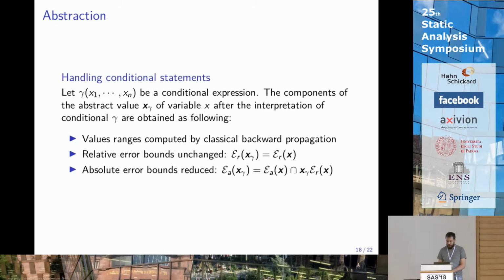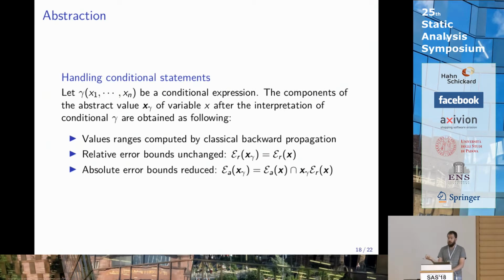Okay, finally, let's just come back quickly on how we handle conditional statements. I showed it quickly in the beginning, in the introduction, but here we can define it more correctly, I guess. If we have a conditional expression, which we call gamma, the component of an abstract value x after the application of gamma, the interpretation of a conditional gamma, is obtained as follows.